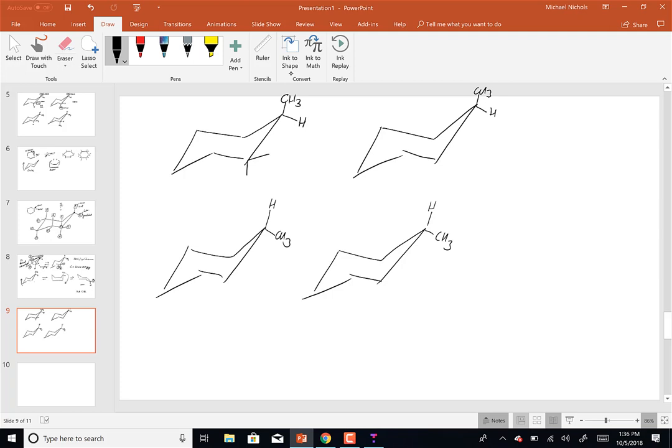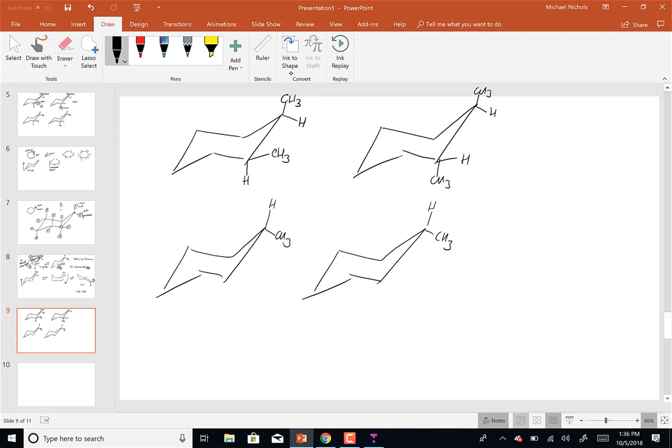Now, we have a choice for the second methyl group. How about I put it axial and then equatorial? So for the first one, I'm going to put it axial. For the second one, I'm going to put it equatorial. So that now for the top two structures, I've got the methyl groups, one axial, one equatorial, and both axial.